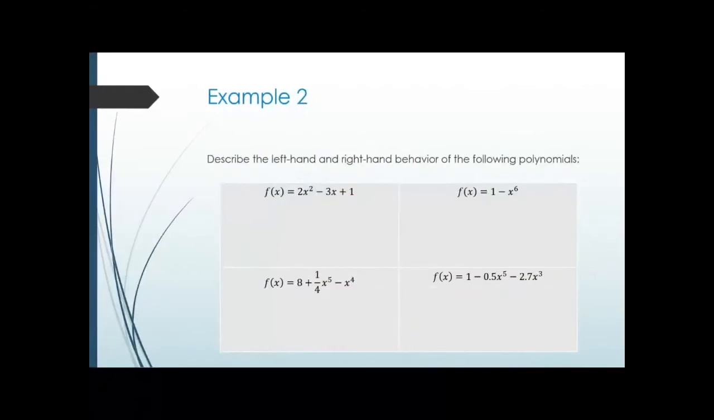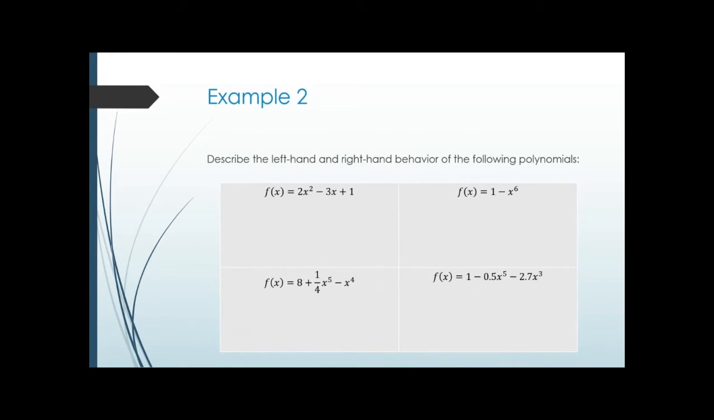So here we're going to just describe the left hand and right hand behavior of these polynomials. And we're going to do this basically just off of the degree and whether that coefficient is positive or negative. So first, on the left, we have f of x equals 2x squared minus 3x plus 1. So the highest exponent is 2.